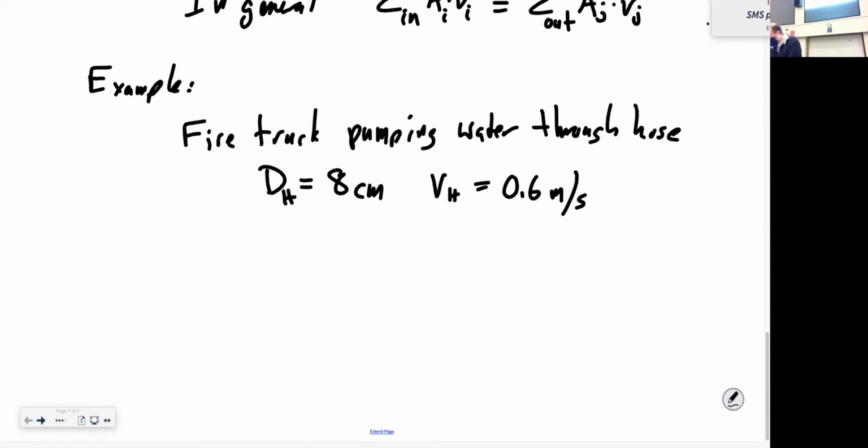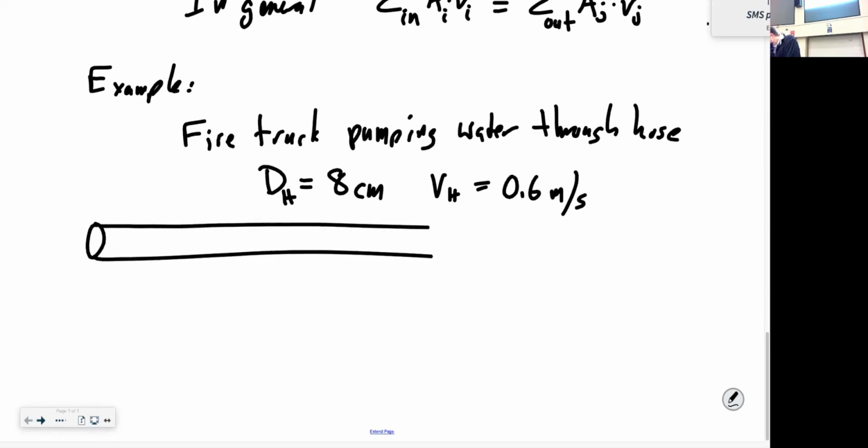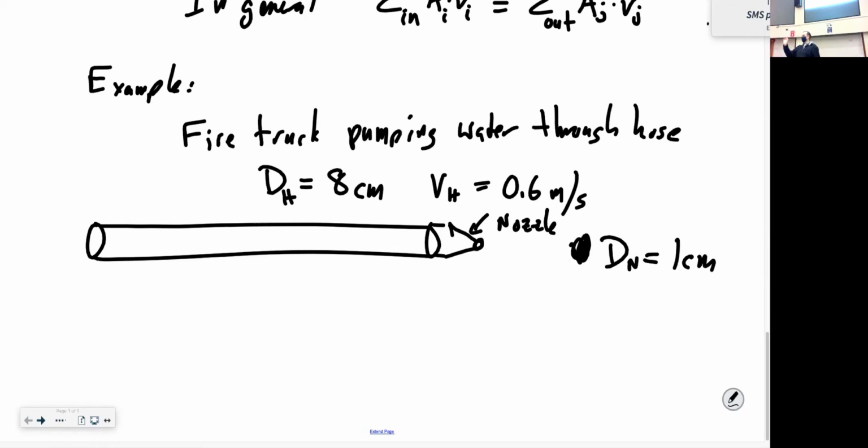Okay, now this hose, you can draw a hose. Firefighters use the thumb on the hose trick, except they do it with fancy equipment called nozzles instead of with their thumbs, because their thumb probably couldn't handle the volume flow rate and it would be bad news. Anyway, this looks something like this. You've got some sort of nozzle, and that nozzle restricts the flow down to a much smaller diameter. Let's say the nozzle diameter is 1 centimeter. So it moves from 8 centimeters diameter down to 1 centimeter diameter.